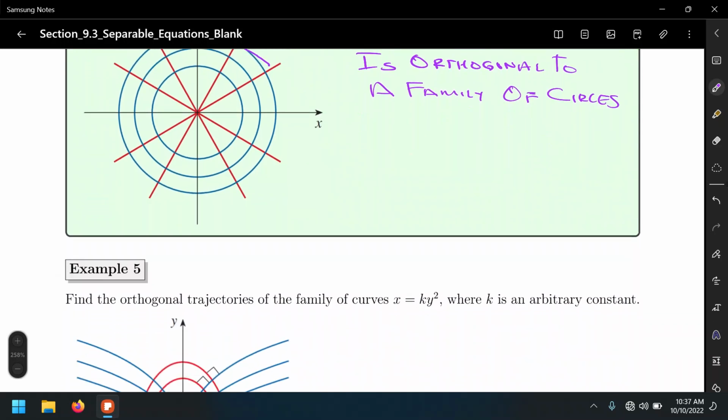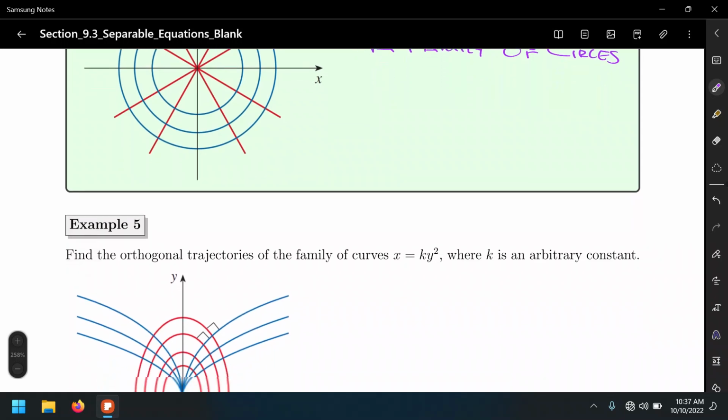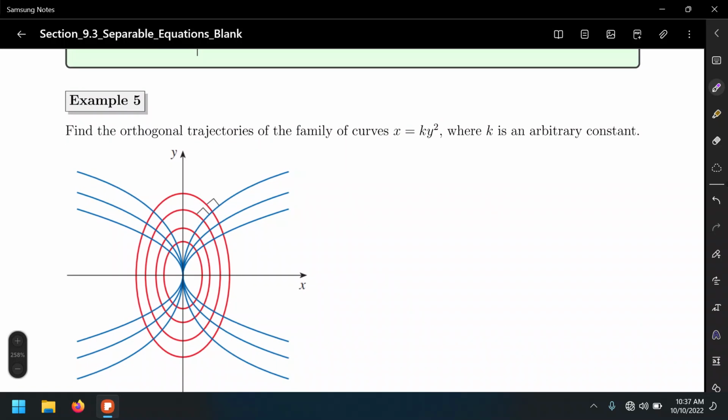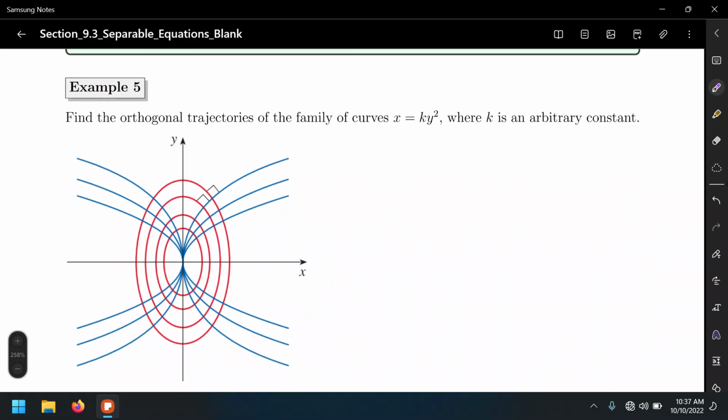All right, well, so let's look at one example. They're asking us to find the orthogonal trajectories of the family of curves x equals k y squared, where k is just an arbitrary constant, like the constant of integration, if you will. For now, we're going to call it like this. But later, when you get to calculus 3, that constant k is used to describe the different level curves, and that's something that you might have seen before.